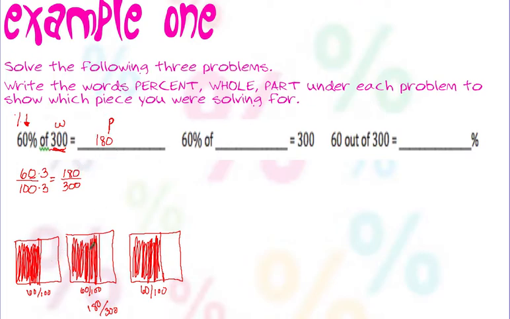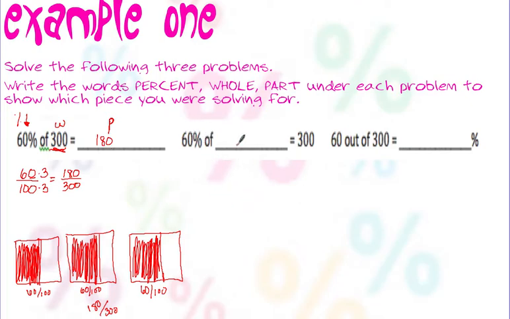So here's my visual again. If it's 60 out of 100 and I want that out of 300, that means I have 3 sets of 100, and I'm taking 60 from each, so I'm taking 180. So 60% of the whole group of 300 would equal a part of 180.